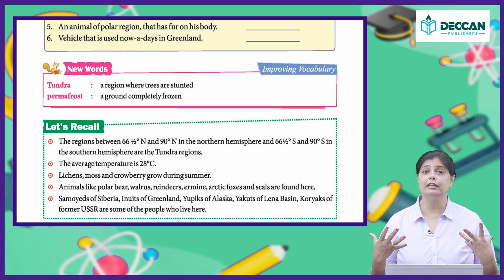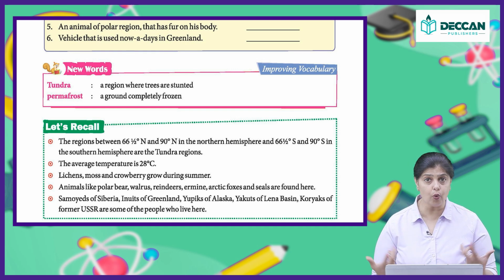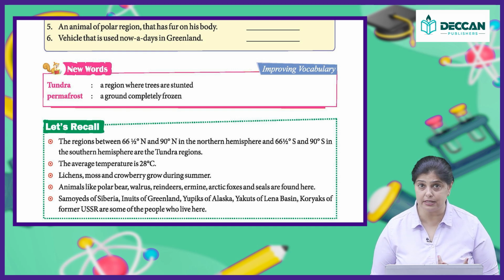They use animal skin for clothing. They also live in igloos. And then Samoyeds of Siberia, Inuits of Greenland, Yupiks of Alaska, Yakuts of Lena Basin, Koryaks of former USSR are some of the people who live in this area.